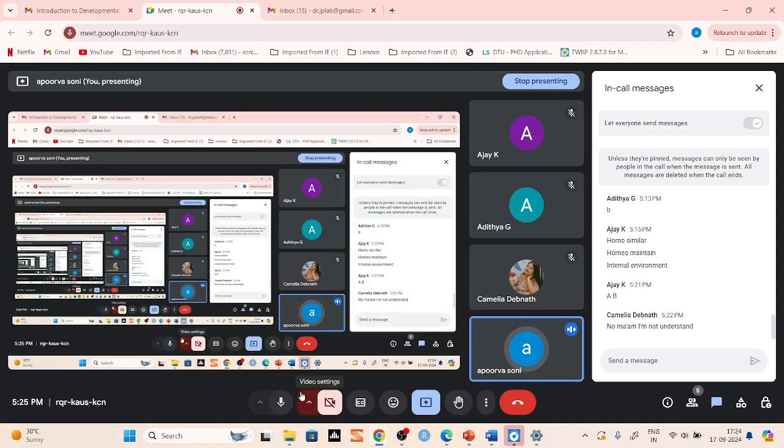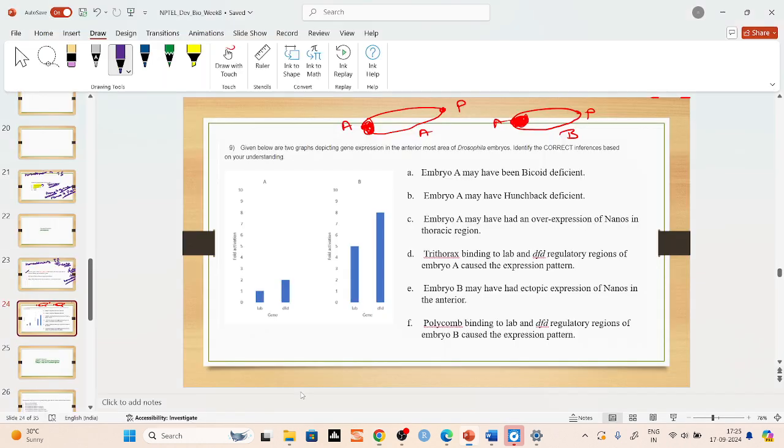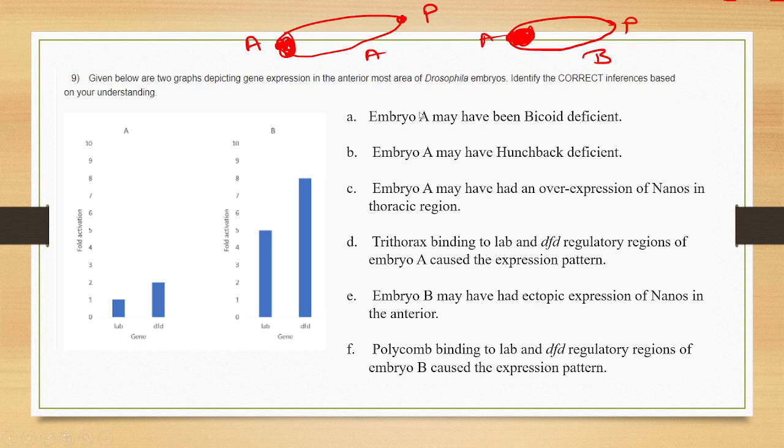Camelia, can you understand this question now? What does this question say? In the anterior region, labial and deformed, these are the two segment polarity genes which are being expressed. And there are two different sets of embryos, embryo A and embryo B. And in both the embryos, the expression pattern is different. Now, based on our understanding that labial and deformed are required for specifying the head region of the embryo, we have to see these questions now.